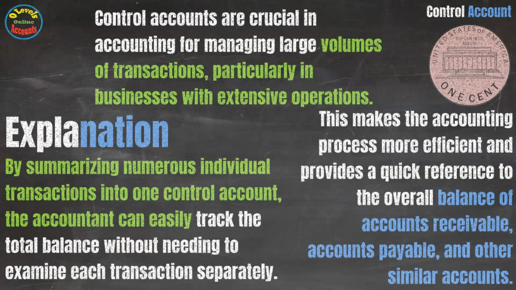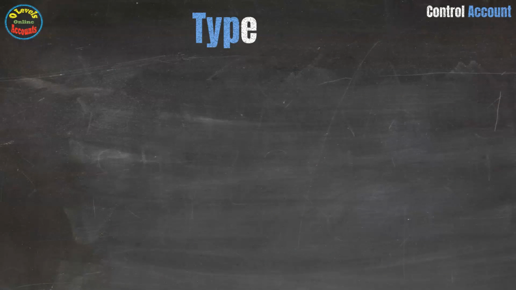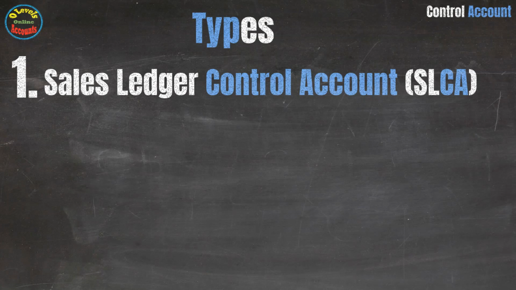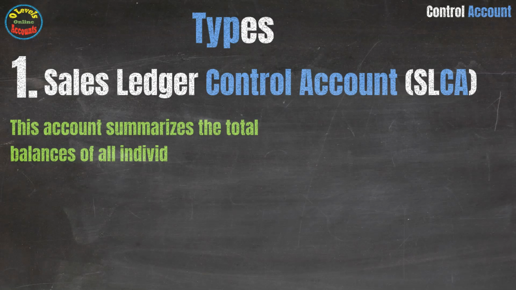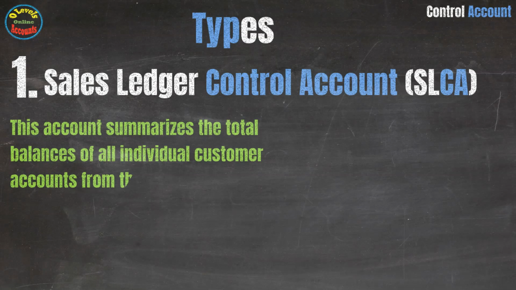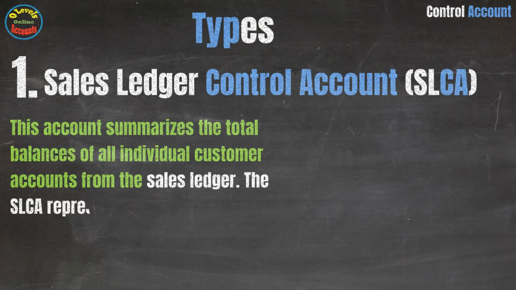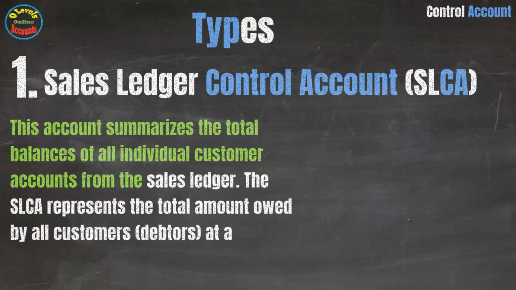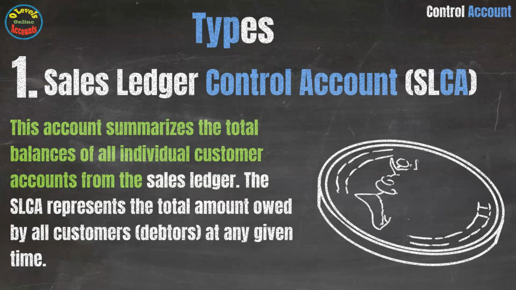Let's check its types. The first type is Sales Ledger Control Account, SLCA. This account summarizes the total balances of all individual customer accounts from the sales ledger. The SLCA represents the total amount owed by all customers or debtors at any given time. Let's check another type.